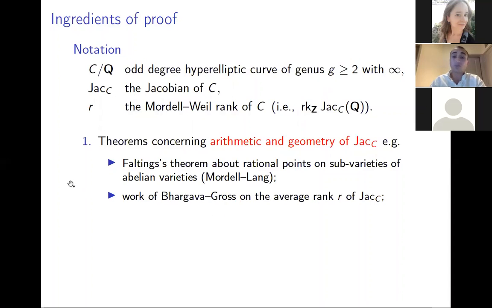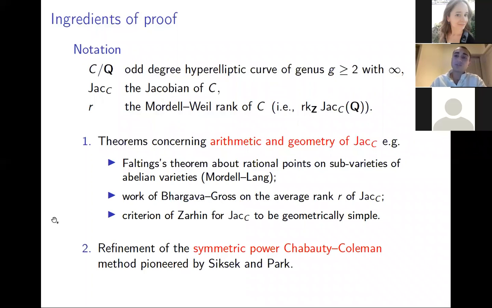We have work of Bhargava and Gross on the average rank of hyperelliptic Jacobians. And we use a criterion of Zarhin, which says when the Jacobian of a hyperelliptic curve will be geometrically simple, or in other words, when it won't contain abelian subvarieties. And then the technique we use to get our bounds, and in particular explicit bounds, is a refinement of the symmetric power Chabauty-Coleman method, which was pioneered by Siksek and Jennifer Park.